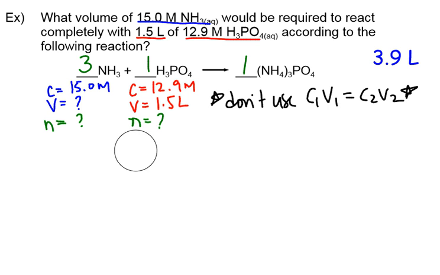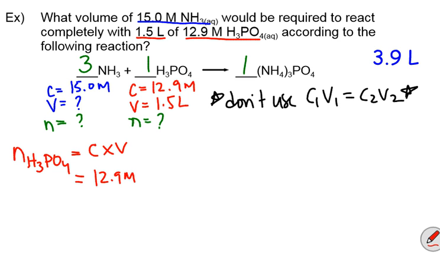So we're going to start by finding the moles of my phosphoric acid. I'm going to do this in red because it has to deal with the red. So moles of H3PO4, okay, is going to be C times V. So it's 12.9 molar times 1.5 liters. And I only have my final answer here, so I'm punching this into my calculator as we go. So I get 19.35 moles of H3PO4.